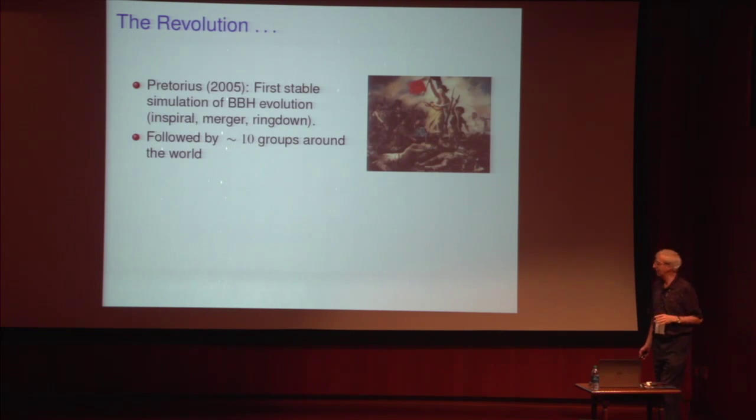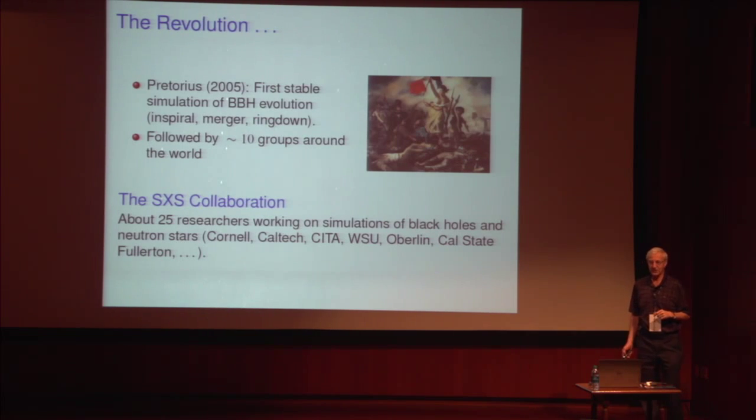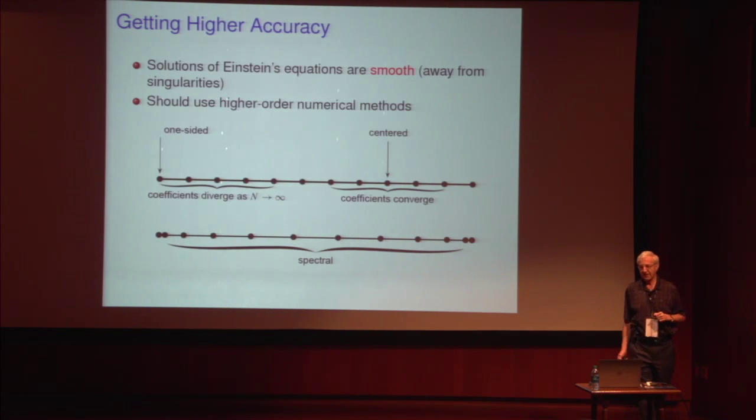So the results that I'm going to describe come from a collaboration. SXS stands for Simulations of Extreme Spacetimes. And this started out from our group at Cornell and now has spread around to a various bunch of institutions. Now, I showed you that slide which showed that very high accuracy with which one could solve these equations. And how is that done? So the answer is you have to use high-order numerical methods.